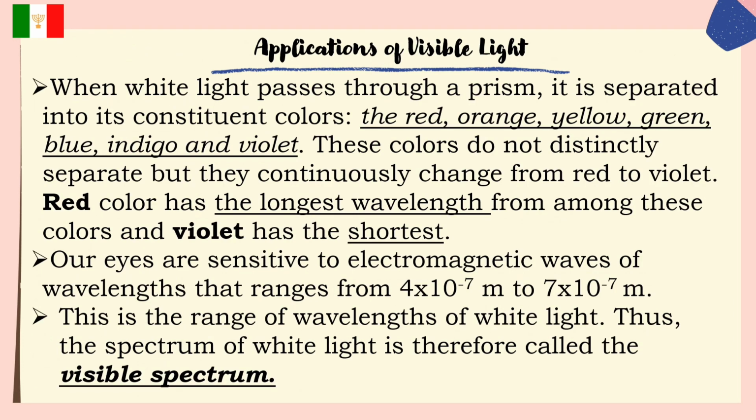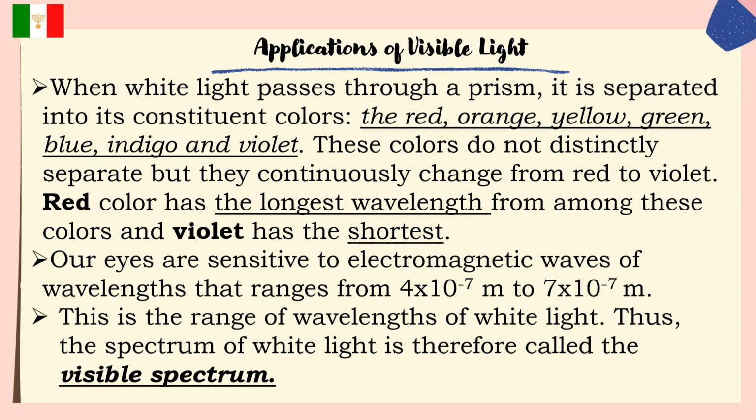Next are the applications of visible light. When white light passes through a prism, it is separated into its constituent colors: the red, orange, yellow, green, blue, indigo, and violet. These colors do not distinctly separate, but they continuously change from red to violet. Red color has the longest wavelength from among these colors, and violet has the shortest.